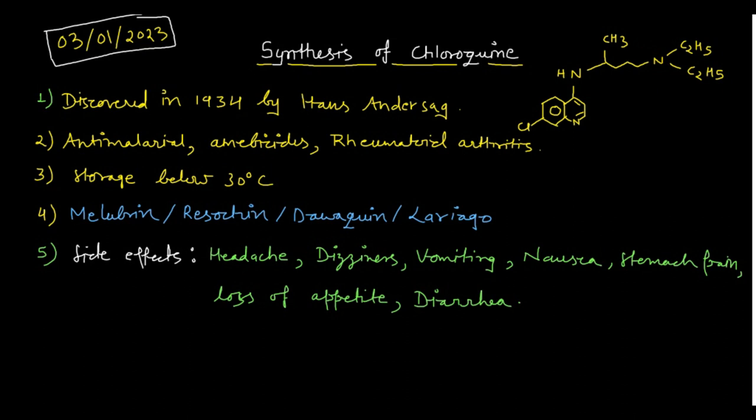But the students who are doing their graduation in the pharmacy courses can also see this particular lecture. It is equally important for them also. First of all, you should know this chloroquine was discovered in 1934 by Hans Andersag, an Italian scientist. And this chloroquine drug is very useful in the treatment or prevention of malaria. So it's an anti-malarial drug.